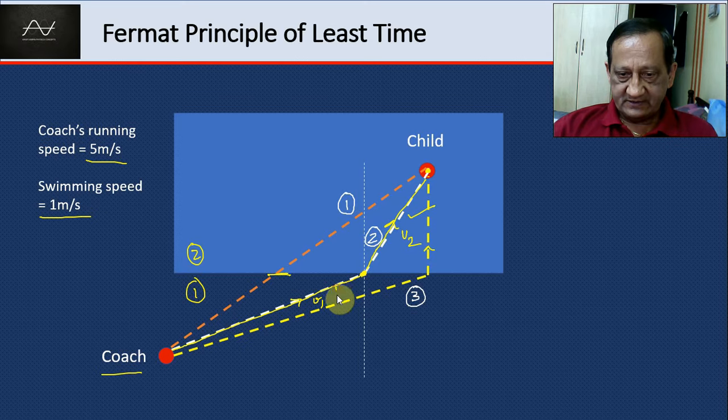This is the angle of incidence. This is the point of incidence. This is the normal at the point of incidence. This is the angle of incidence. This is the angle of refraction.